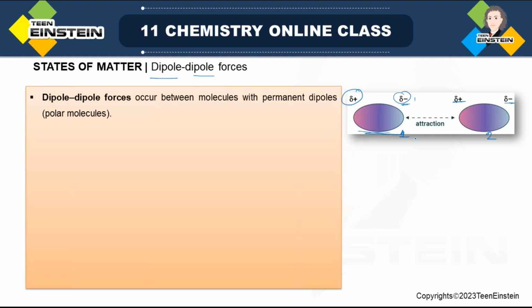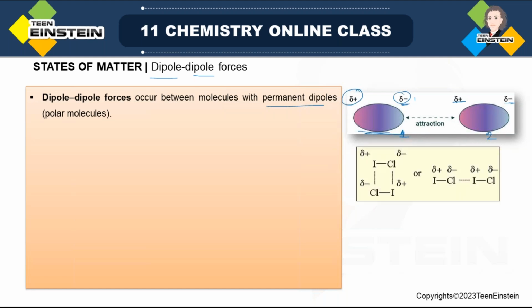So when this force is possible, it will occur between molecules where dipoles are already present, permanent dipoles, not instantaneous dipoles that you have seen in the previous case. But now it is permanent dipoles. So you have to consider polar molecules, because without polar molecules, how will you get permanent dipoles, right?